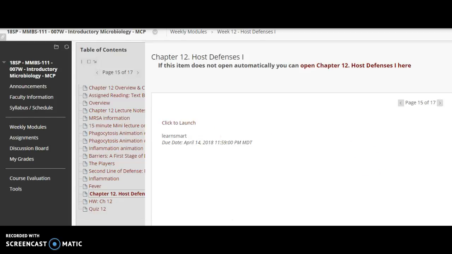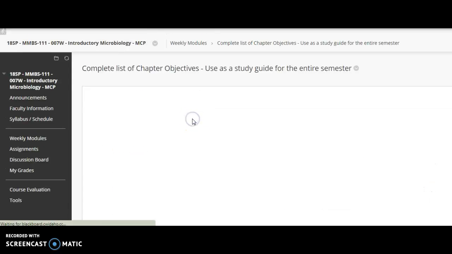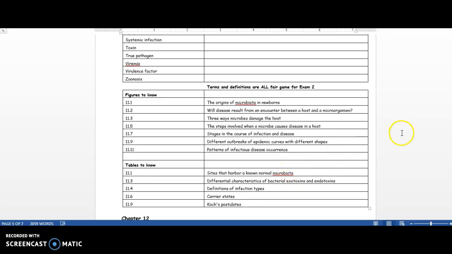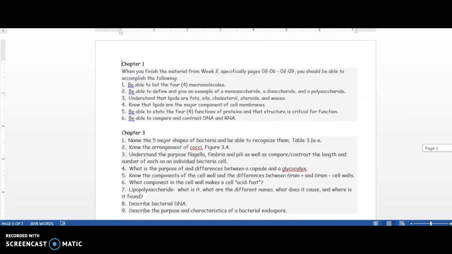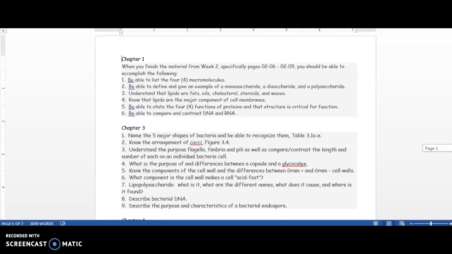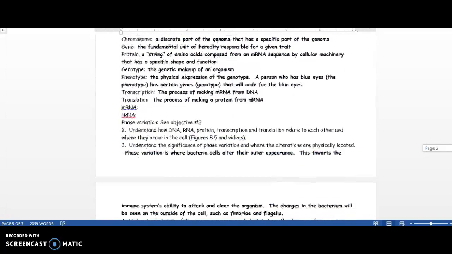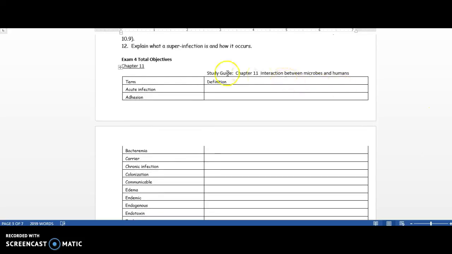And one more thing, just to point this out, I think I've done this before, but in case I haven't, here is the complete list of chapter objectives. Alright, so hopefully you have been utilizing these throughout the semester, and we are finally to chapter 11, exam 4. So chapter 11, the interaction between microbes and humans.